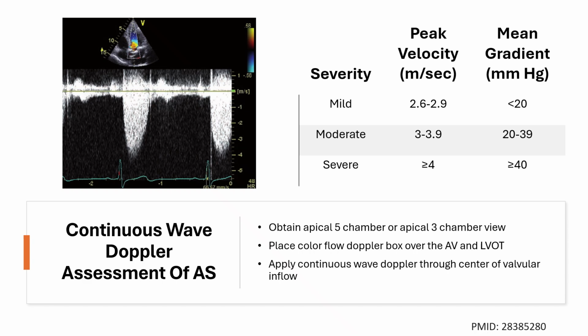Again, most machines will be able to auto-calculate these values for you, but when not available, you can use the simplified Bernoulli equation to obtain peak gradients across the aortic valve. Please pause this video if you need more time to review this concept.